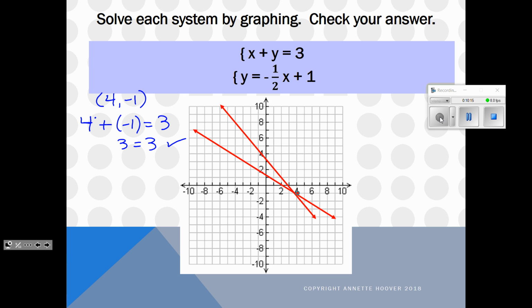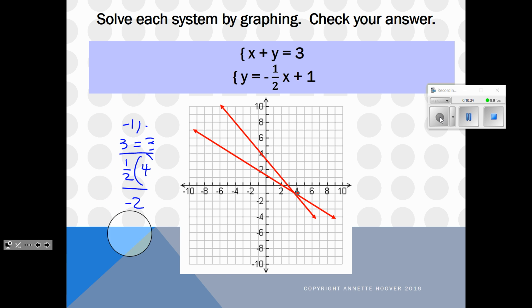The second equation: y, which is -1, is equal to -1/2 times x, which is 4, plus 1. We do our multiplication first. -1 is equal to -2 plus 1. There, -1 is equal to -1. It checks as well. So that is our solution. We graphed it and we checked it.